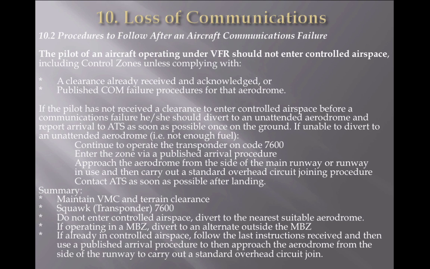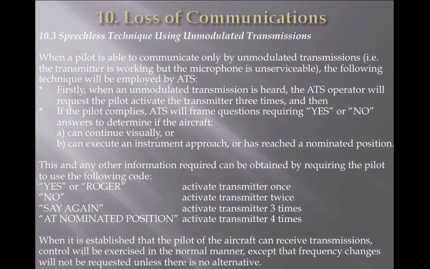So in summary, maintain VMC and terrain clearance. Squawk 7600. Do not enter controlled airspace. Divert to the nearest suitable aerodrome, if safe to do so. If operating in a mandatory broadcast zone, divert to an alternate outside of the MBZ. If already in controlled airspace, follow the last instruction received and then use a published arrival procedure to approach the aerodrome from the side of the runway to carry out a standard overhead circuit join.